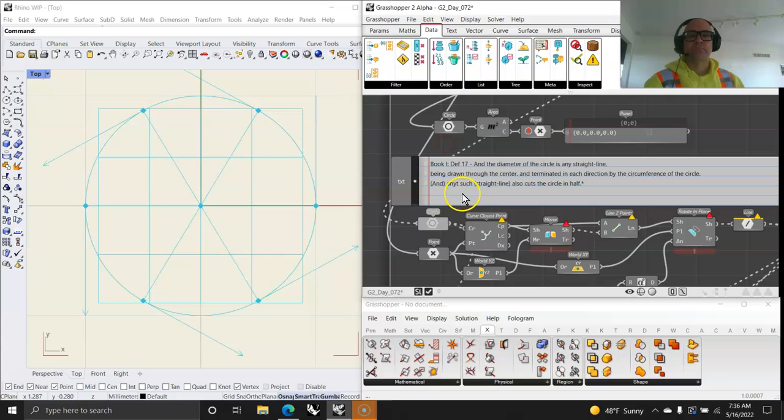Just something to think about. 17 is pretty nice. The diameter of a circle is any straight line being drawn through the center and terminating in each direction by the circumference of the circle, and any such straight line also cuts the circle in half.